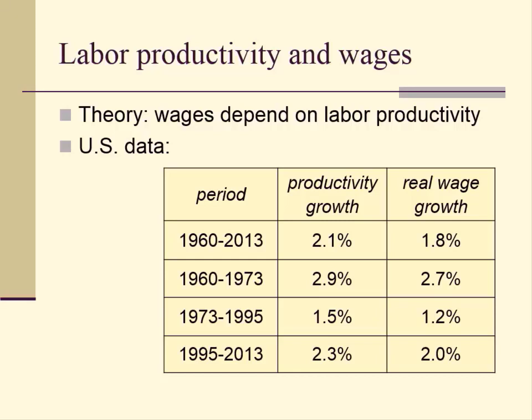As you can see, from 1960 to 1973, productivity growth was 2.9%, while real wage growth was 2.7%. But then from 1973 to 1995, productivity growth slowed down to 1.5%, and in matching with that, real wage growth slowed down to 1.2%. And then after 1995 until 2013, productivity growth shot up to 2.3% again, while real wage growth also shot up to 2.0%.